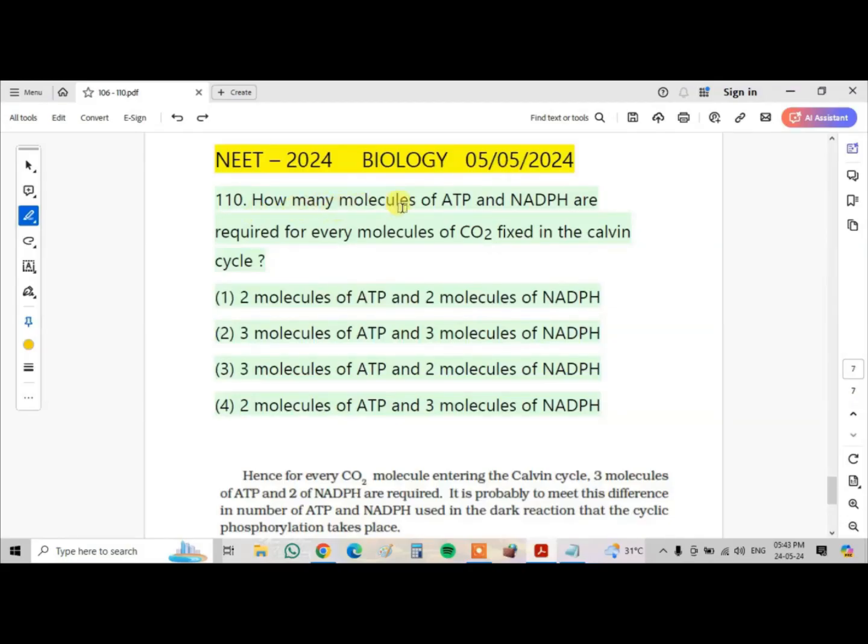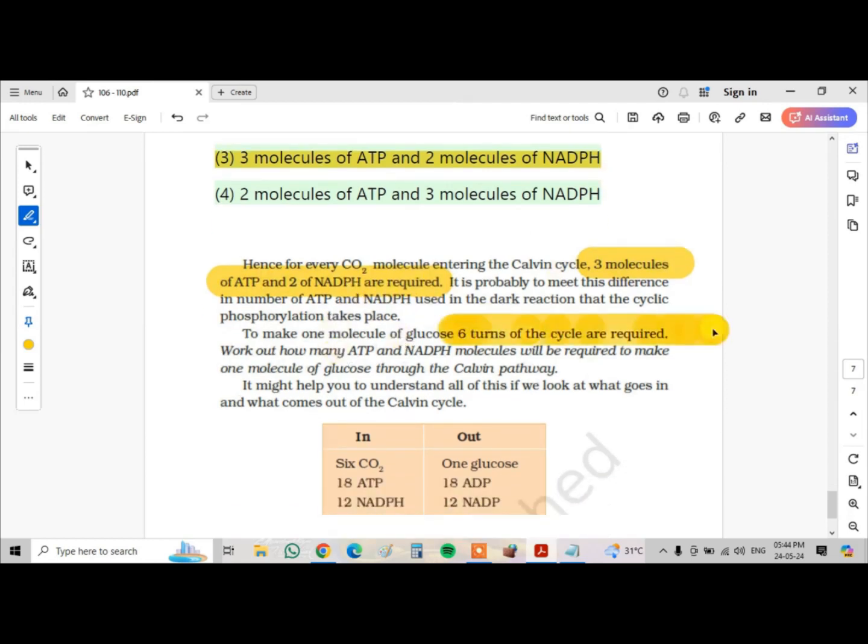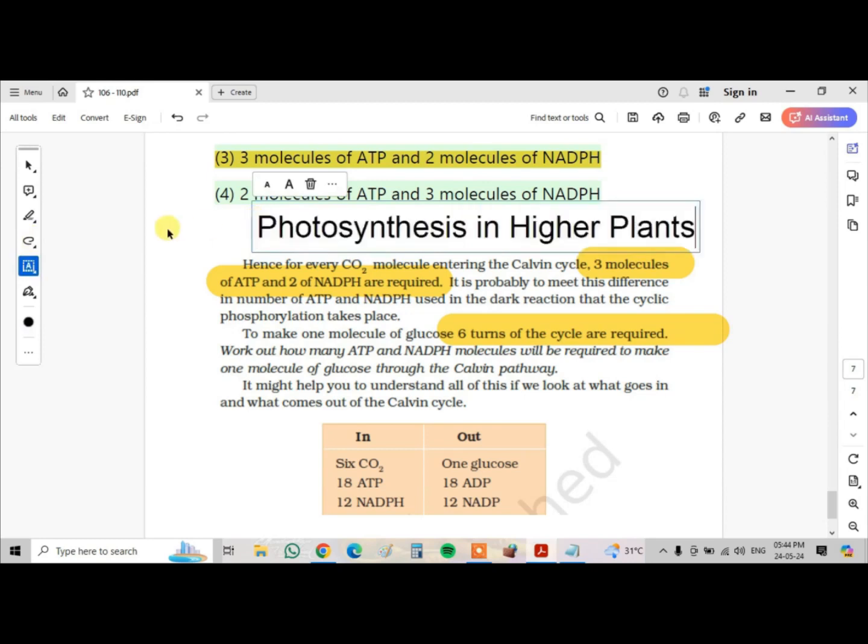Biology NEET 2024. How many molecules of ATP and NADPH are required for every molecule of CO2 fixed in the Calvin cycle? Option 1, 2 molecules of ATP, 2 molecules of NADPH. Option 2, 3 molecules of ATP, 3 molecules of NADPH. Option 3, 3 molecules of ATP and 2 molecules of NADPH. Option 4, 2 ATP and 3 molecules of NADPH. And it will be 3 molecules of ATP and 2 molecules of NADPH, option 3. You can see the NCERT line here, and this is the topic from Calvin cycle and a chapter known as photosynthesis in higher plants.